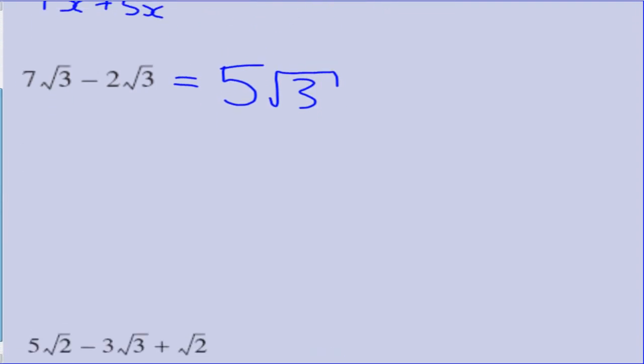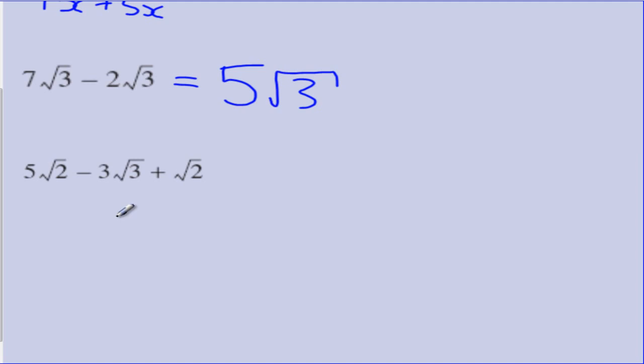Alright, last example. By no means any more challenging. We just need to make sure that we take into account like terms. So here we have 5 root 2's, take away 3 root 3's, plus another root 2. So here, I have a root 2, I have another root 2, but in this case, the root 3 is not a like term with the other ones.